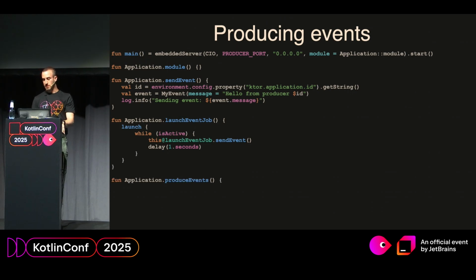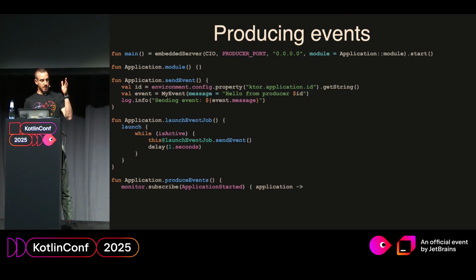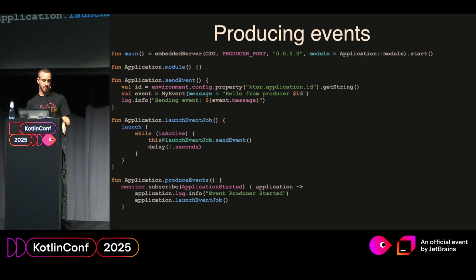And then we would just define a function, which is an extension function of the application, that would produce the events, which is just upon startup of the application. So we subscribe to the application started event, and we would just log and launch that job. So what we would have here is basically the application starts. Upon its start, we launch that job, and as long as the application is active, we are sending events, or rather logging that we are sending events in a frequency of 1 second.